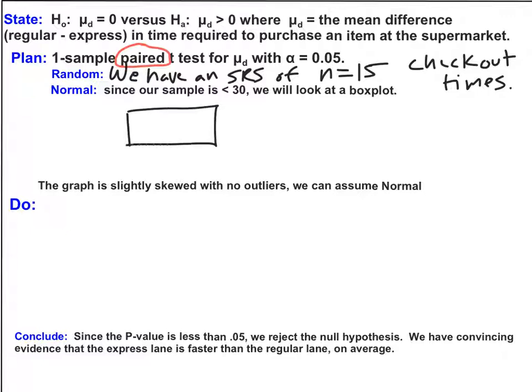Make your box plot. Here's what you would see on that box plot. If I were grading that, I would be looking to see if you had a significantly longer right tail, that you actually made the plot. Graph is slightly skewed with no outliers. We'll assume it's normal.